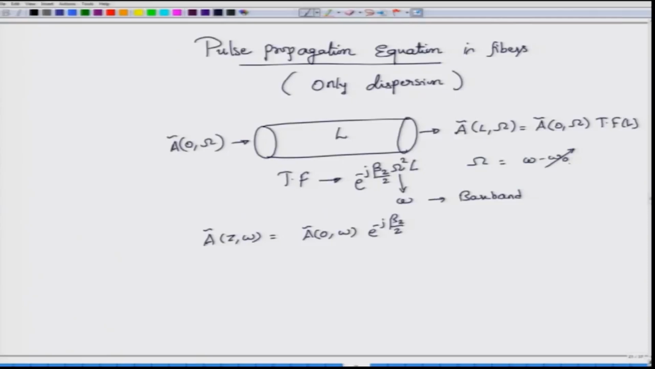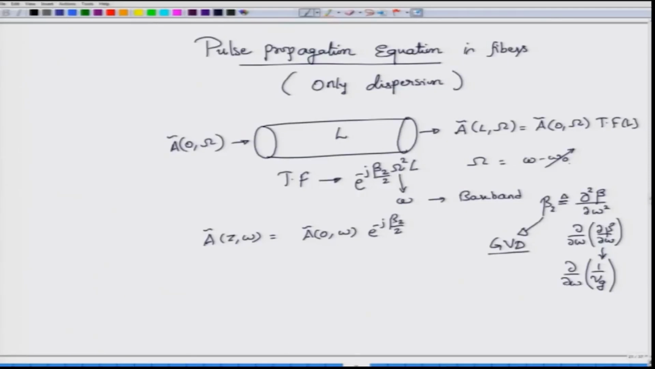If you recall, beta 2 by definition was the second derivative of beta with respect to omega, or the first derivative of del beta by del omega. Del beta by del omega we have already seen to be equal to 1 by Vg, where Vg is the group velocity. Therefore, what this beta 2 is telling you is how this group velocity itself is changing with respect to frequency. That is why this beta 2 is called the group velocity dispersion parameter.